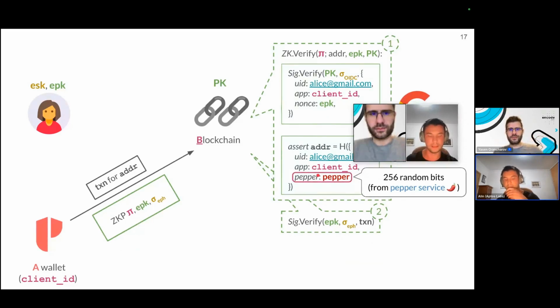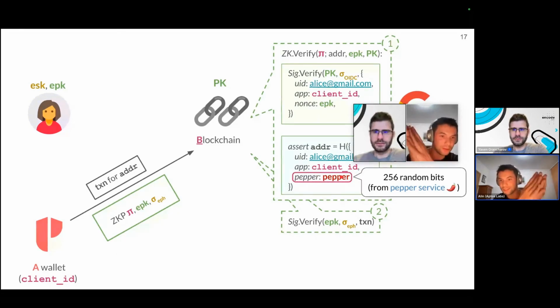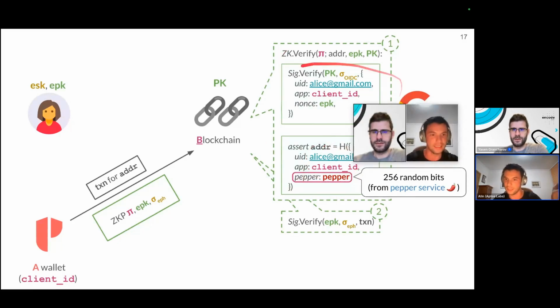The key challenge here is that if you lose this pepper, you won't be able to transact. So if we're not careful, our initial keyless dream will not be keyless anymore, because you're going to have to remember this pepper in order to unblind this address inside your zero knowledge relation. So how can we implement this pepper service in a keyless fashion?